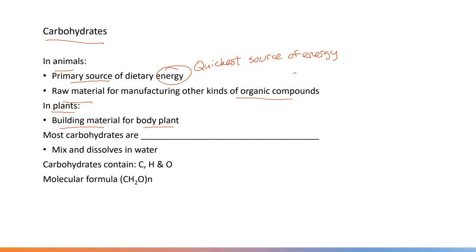Most carbohydrates are hydrophilic. Hydrophilic means that they can mix and dissolve in water, meaning that they can interact with water, right? So if they can interact, then they're going to be able to mix and dissolve in water. Now, what makes carbohydrates? What kind of atoms? Carbons, hydrogens, and oxygens. These three atoms are the main components of carbohydrates. These are the three main elements of carbohydrates.